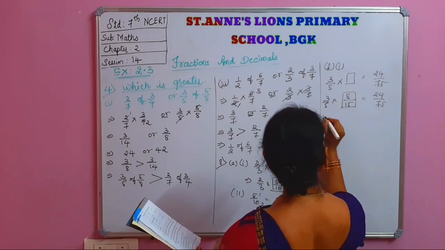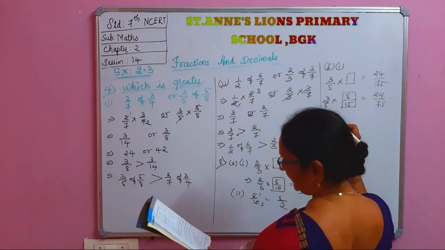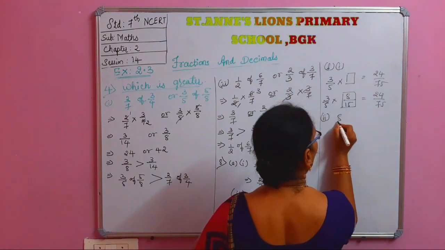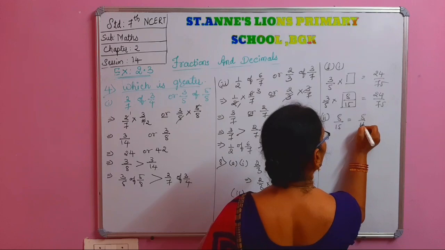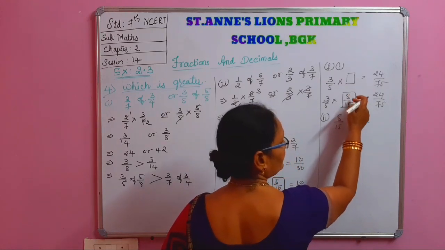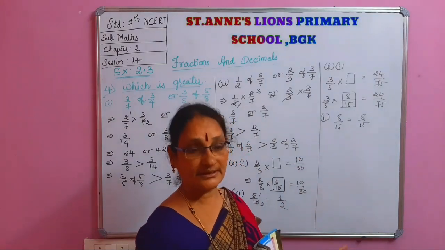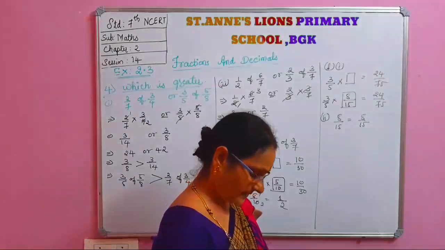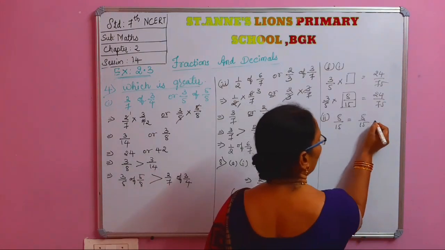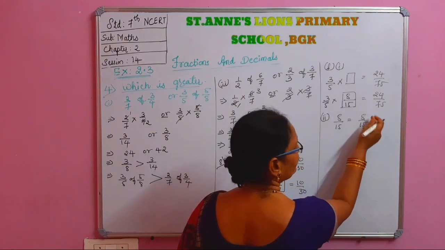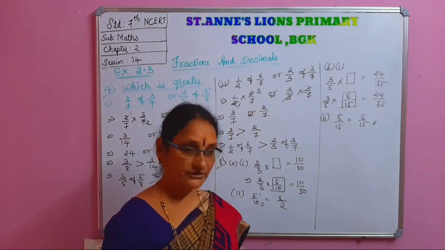Second one, the simplest form of the number obtained in the box, that is 8 by 15 is the simplest form. 8 by 15 only. Why? Because we cannot cancel here. 8 and 15 are not in the same table. So 8 by 15 itself is the answer. 8 by 15 is equal to 8 by 15. We cannot cancel it. This is the 8th main.